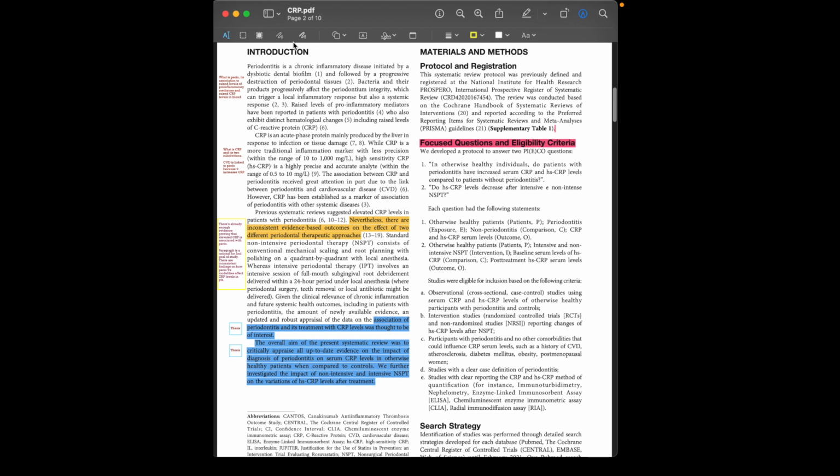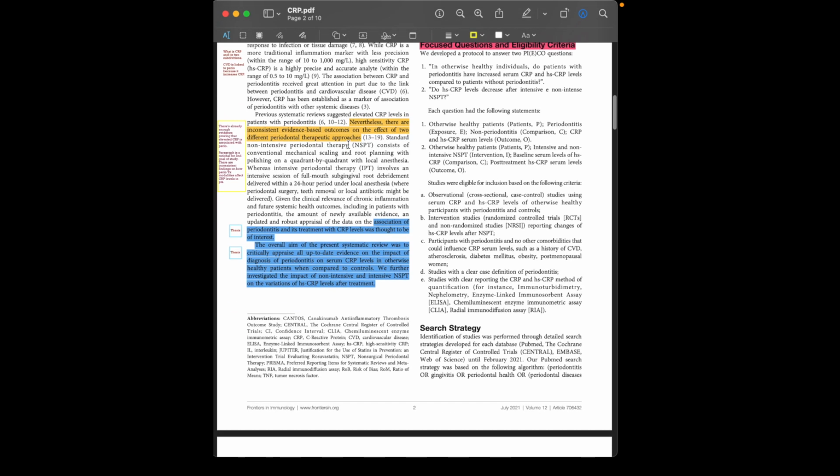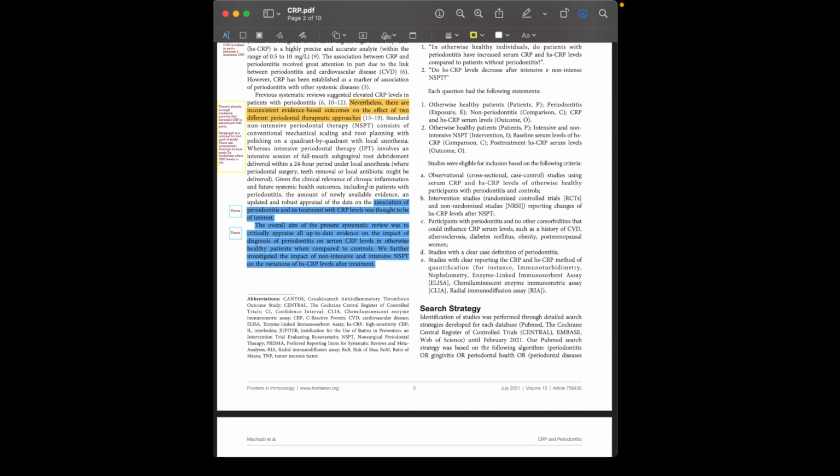So for the introduction, they basically introduced periodontitis and how CRP is linked to that. CRP being an acute phase protein mainly produced by the liver in response to infection or tissue damage. And infection or tissue damage, we're focusing on periodontal disease. In this section, they're trying to give you a rationale as to why they're trying to prove their second hypothesis, because although there are already previous systematic reviews suggesting elevated CRP levels in patients with periodontitis, so there's already an association between perio and CRP levels, there has been inconsistent evidence-based outcomes on the effect of the two different modalities. And then here's just the hypothesis.